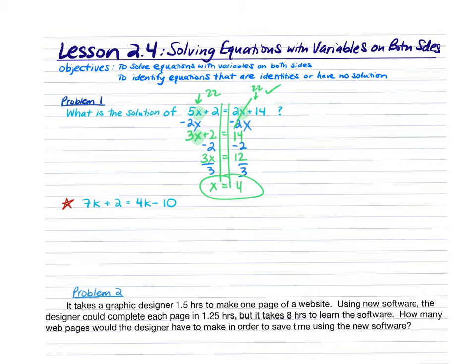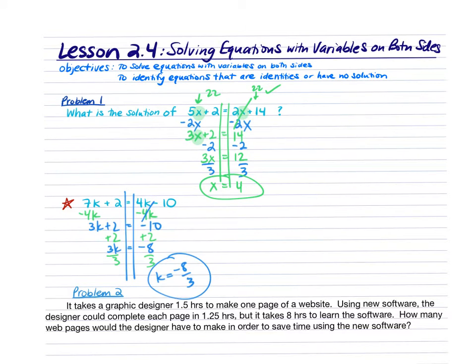Okay, so press pause and try this next one on your own, and then check back for the solution. Okay, hopefully you got k equals negative 8 over 3. You can just leave that as a fraction. You don't need to turn it into a decimal or anything. I just subtracted the 4k to get the two k's on the same side. And then that made it a positive k on this side, positive 3k.